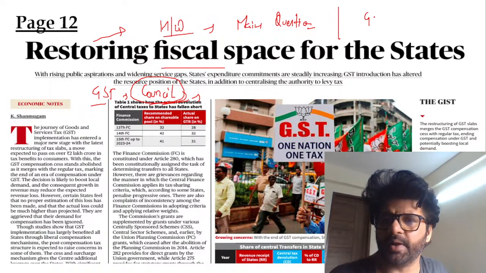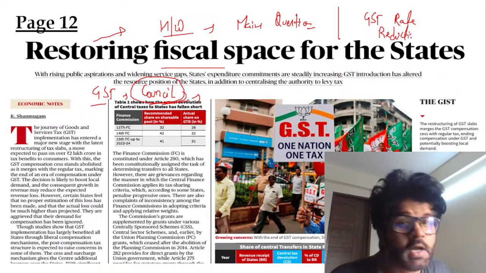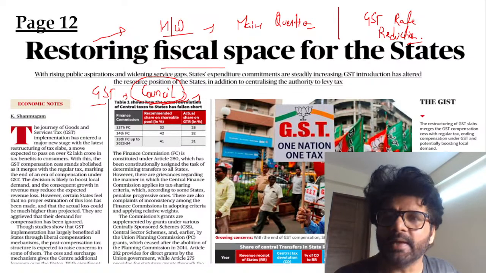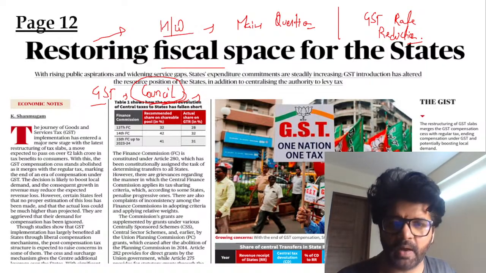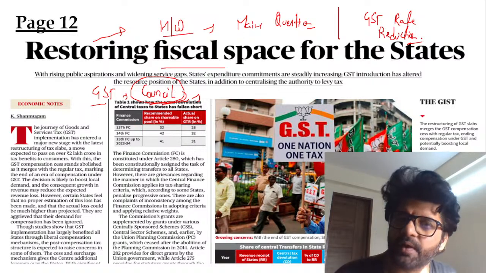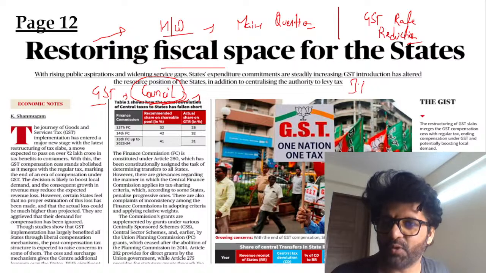GST rate reduction has happened, right? That has also reduced revenue for states. So states are crying. States are not happy. They are saying that they need some taxation power. This is not good. One nation, one tax is undermining federalism to a certain extent. They want an IT top up. What is this IT top up?